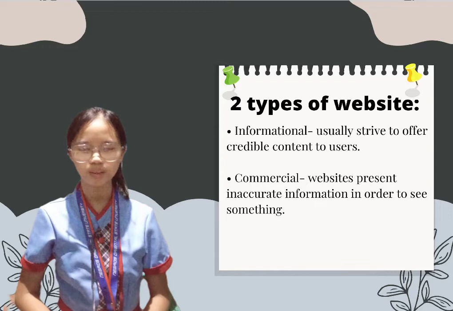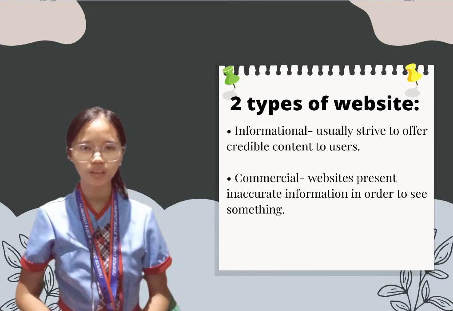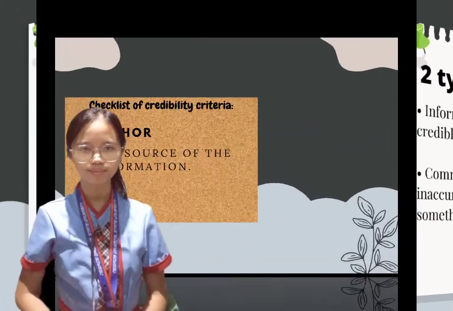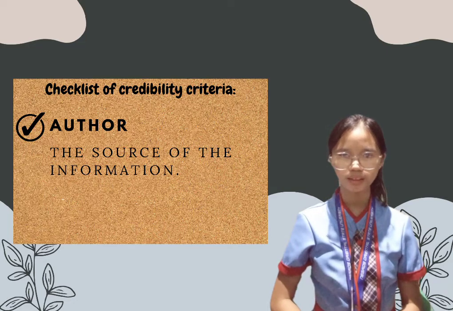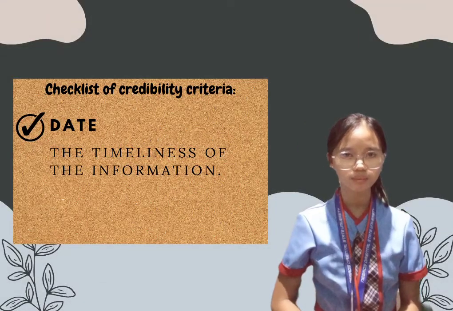There are two types of websites. Informational websites usually strive to offer credible content to users, while commercial websites may present inaccurate information in order to sell something. Here is the checklist of credibility criteria. First, author, the source of the information. Who is the author or source or the publisher? Are the author's credentials given? Is the author qualified to write on this topic?